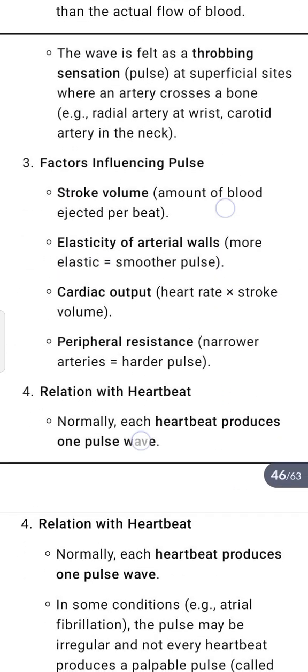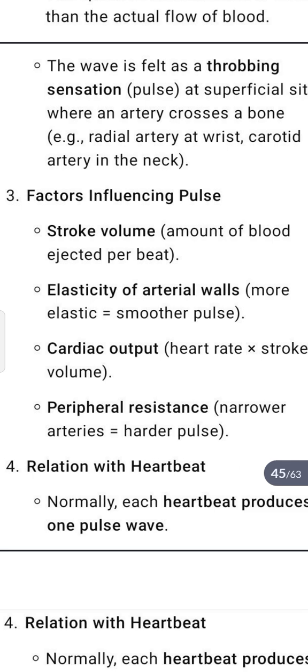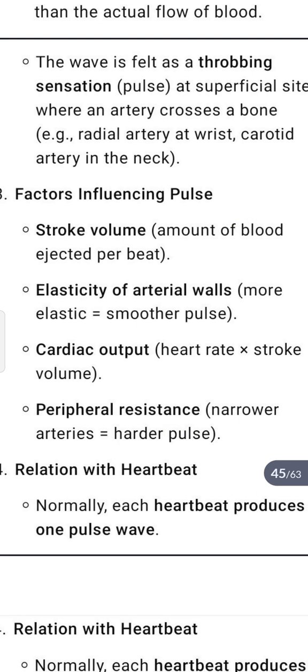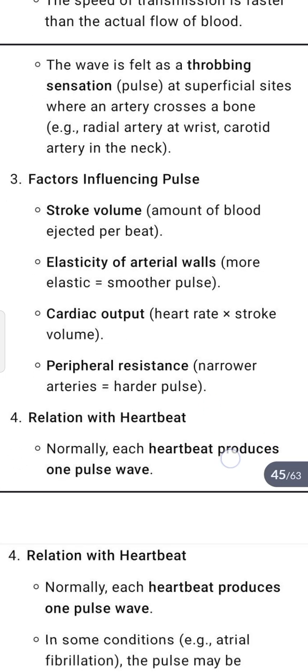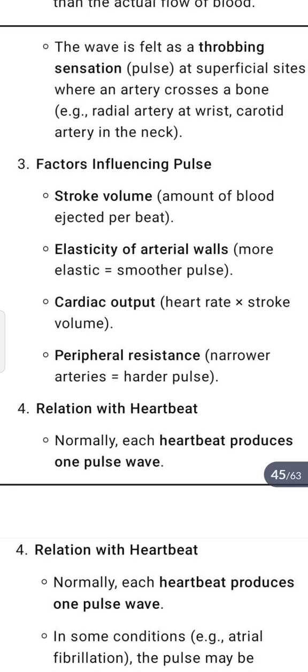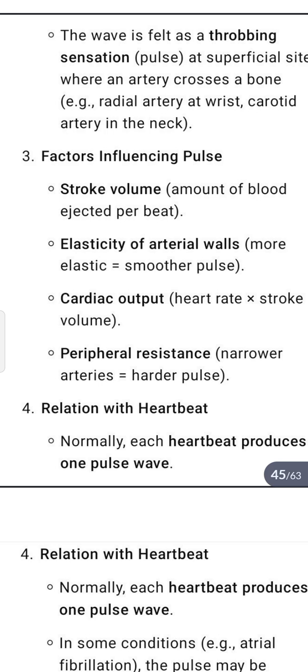Now let's see the factors influencing pulse. These include stroke volume, the amount of blood ejected per beat; if stroke volume is altered, the pulse will also be altered. Elasticity of the arterial wall: the more elastic, the smoother the pulse. Cardiac output: heart rate times stroke volume is cardiac output, and if cardiac output is altered, pulse rate will also alter. Peripheral resistance: the narrower the artery, the harder the pulse.